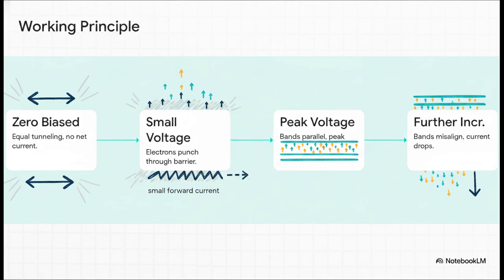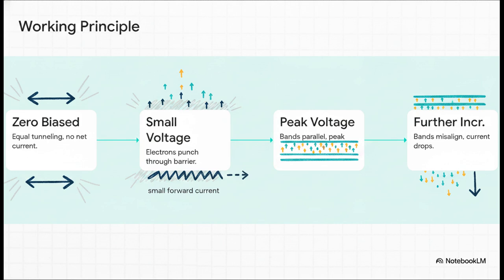First up, we have the zero-biased condition. When there's no applied input voltage, electrons are just tunneling equally in both directions because of temperature, which means there's no net current flowing. Then, for step two, we apply a small forward voltage. Even though it is less than the barrier potential, those electrons in the conduction band just punch right through to the valence band, giving us a small forward current.